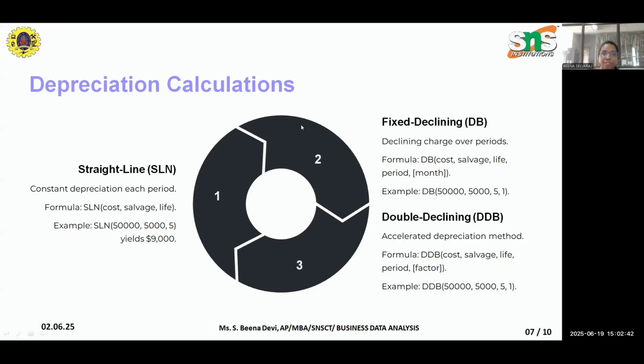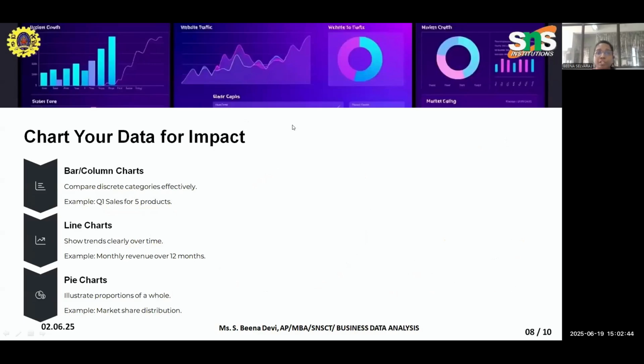So next comes how to chart your data in Microsoft Excel. Whenever we give a presentation and represent data, we use chart diagrams like bar charts, column charts, pie charts, and line charts for showing the gradual increase or decrease or any changes in the data. All those things can be highlighted using this data for a presentation. So that is how to chart your data for impact.